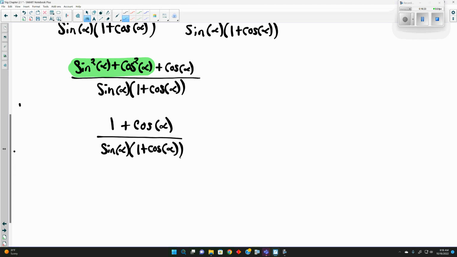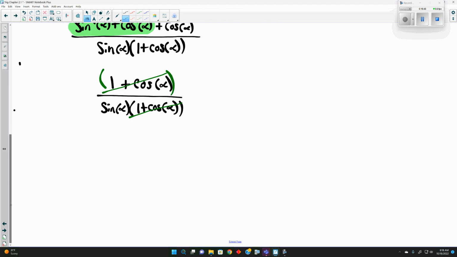Now we can think of the numerator, because again these two are added, so they are essentially a single term. 1 plus cosine of alpha on top is a single term. And anything divided by itself is 1. So these here are going to cancel out, which tells us that we have in the denominator sine of alpha. And what do we have in the numerator? It would be 1.